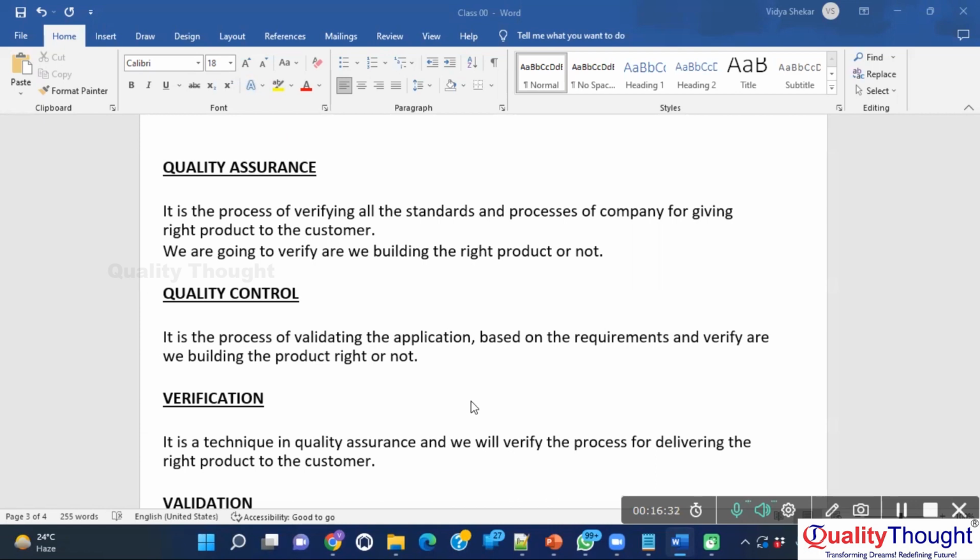Okay, what do you mean by assurance? Assurance is a process of verifying all the standards and processes of the company for giving the right product to the customer. They are going to verify whether you are building the product according to the process or not. For example, you have the invigilator also in your exam, right?